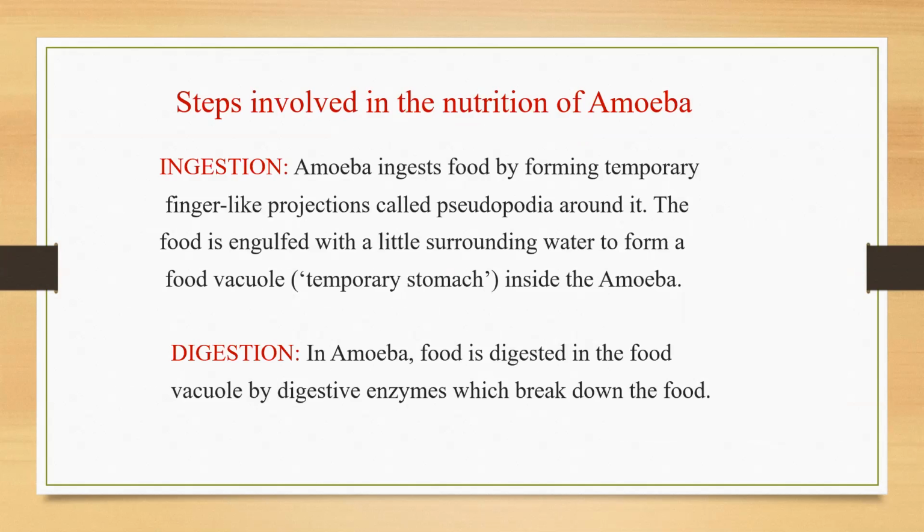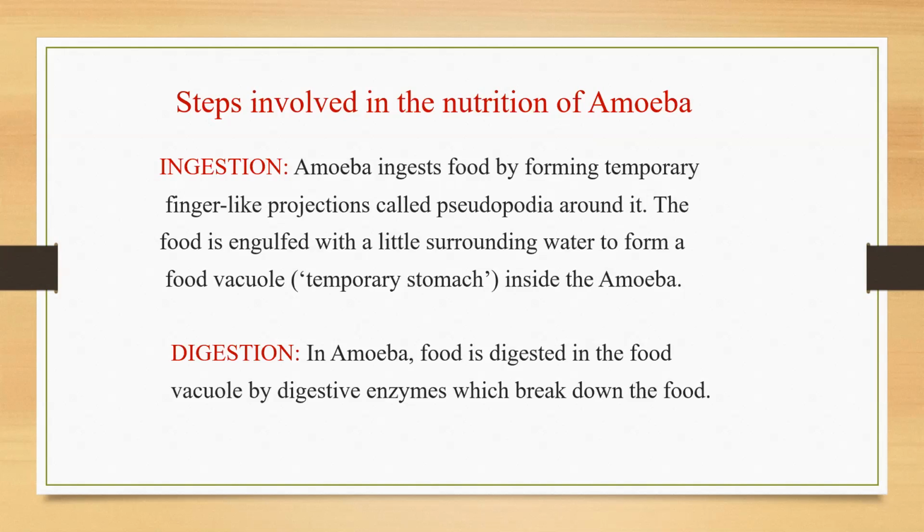The first is ingestion. Amoeba ingests the food by forming temporary finger-like projections called pseudopodia around it. The food is engulfed with a little surrounding water to form a food vacuole inside the amoeba. Amoeba does not have a stomach, so instead of a stomach, it forms a food vacuole which performs the function of a stomach. Thereby it ingests the food that is floating nearby.